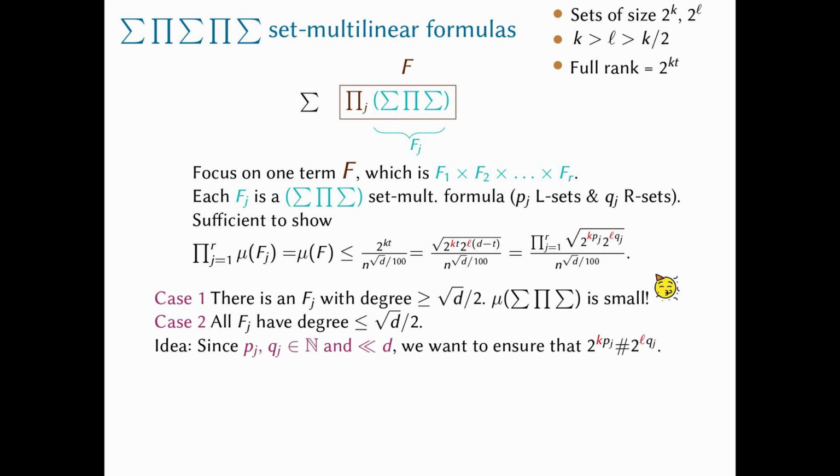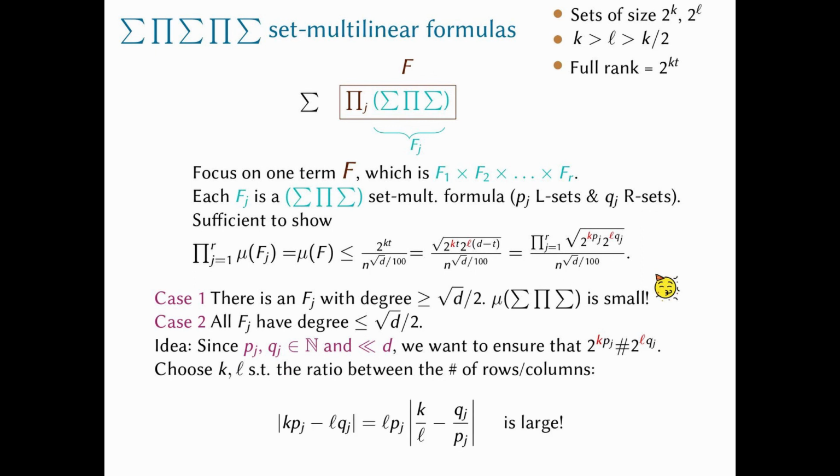In fact, the idea is we know that all the pj and qj are integers, and they are small. So we just want to ensure that the number of rows and the number of columns are really distinct. In particular, the rank will be at most the minimum of both of them, and so it will be distinct from the geometric mean. So we just want to choose k and l such that we are sure that these two values are quite distinct. This is not very hard, because if you look at the ratio, you just need to look at kpj minus lqj and say that we want it to be far from 0. And so you just want to find k and l, so a fraction, a real number, such that we cannot approximate it by qj divided by pj, which is a rational.